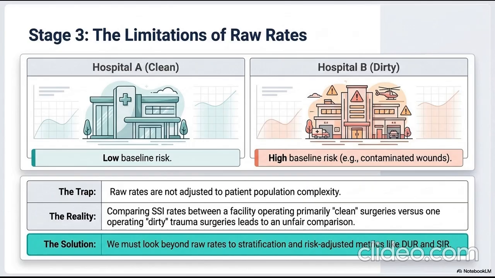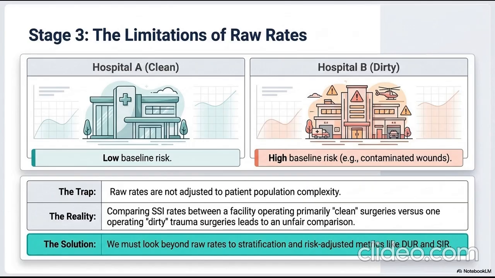Slide 12. Assessing vulnerability. Device Utilization Ratio, DUR. The DUR measures the proportion of patient days during which a specific device is used. The formula is number of device days divided by number of patient days. A higher DUR indicates a higher inherent risk of an HAI occurring in that unit, independent of the quality of infection control practices.